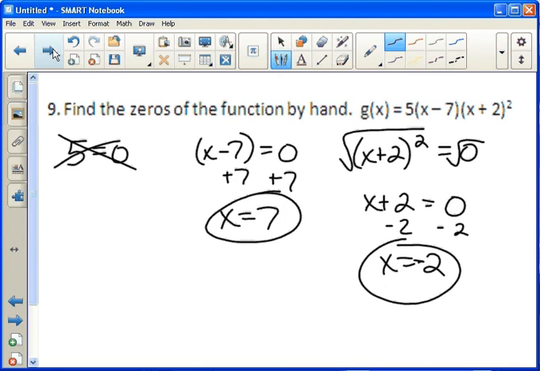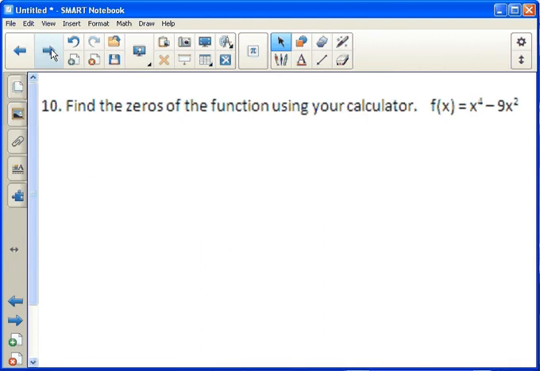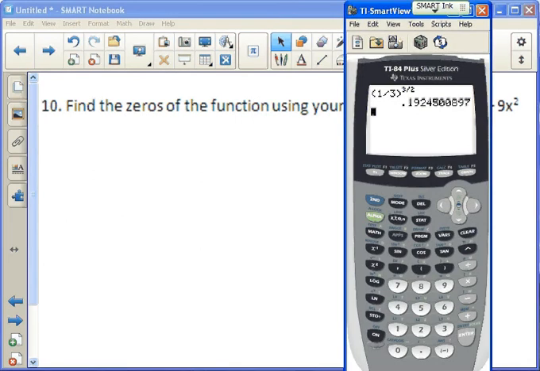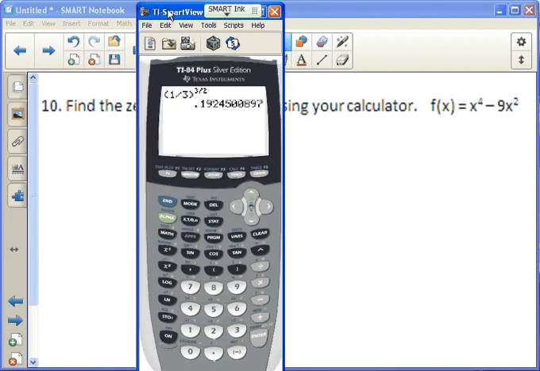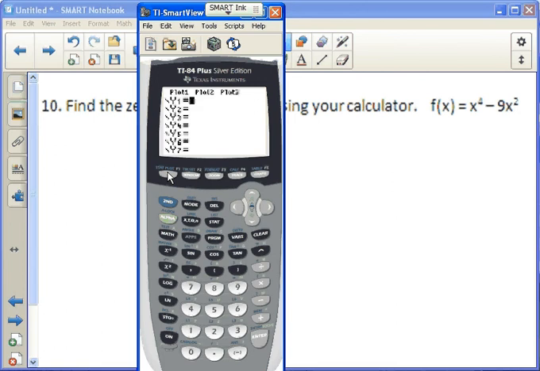Okay, this will be the last one I do on this video. I'll make a part 2 in a second video for the rest of them. But this wants us to find the zeros using our calculator. So I'm going to pull out the calculator, go to y equals, and plug this in. X raised to the 4th power minus 9x squared. So I go to the graph, and I think I'm a little bit zoomed in, so I'm going to zoom out to normal. So go to zoom 6 if your zoom looks funny.